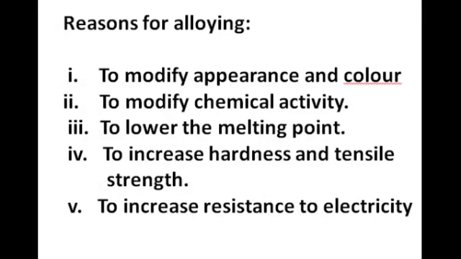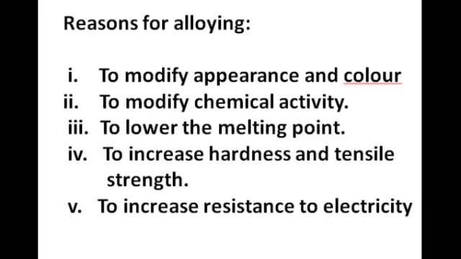Next, the reasons for alloying. Why is it converted into an alloy? First point, to modify appearance and color. After being converted into an alloy, the appearance and the color are different. To modify chemical activity, to lower the melting point, to increase hardness and tensile strength, to increase resistance to electricity.